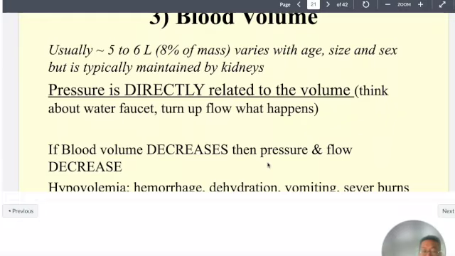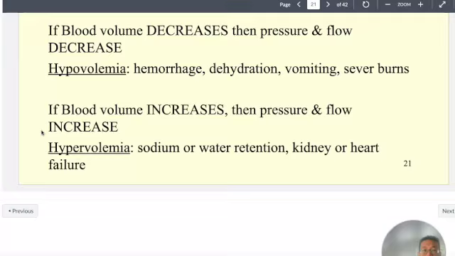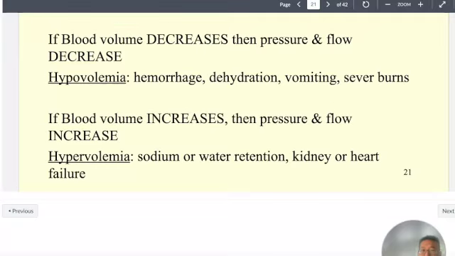Blood volume, how much blood you have, is usually 5 to 6 liters, depending on age, size, sex. Pressure is directly related to volume. Think about a water faucet. If the blood volume decreases, so you have less blood, your pressure and the flow will decrease. This is called hypovolemia. It could be caused by hemorrhage, bleeding somewhere, dehydration, vomiting, severe burn, you don't have enough liquid.